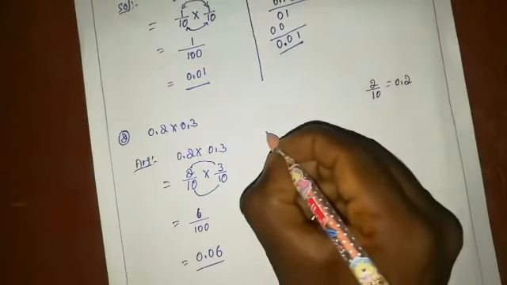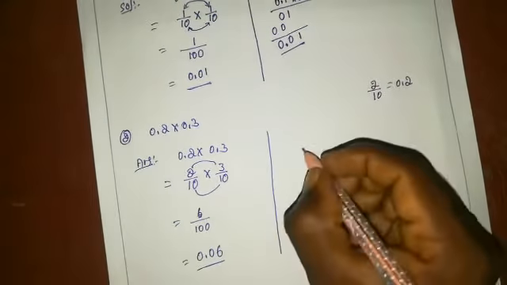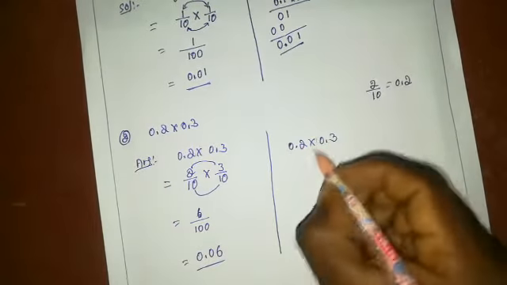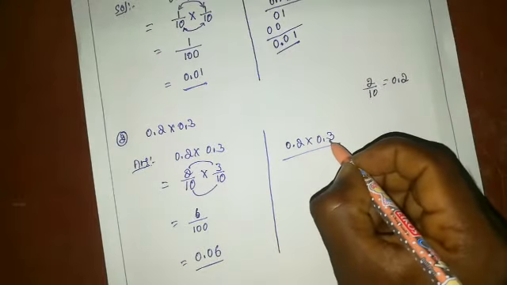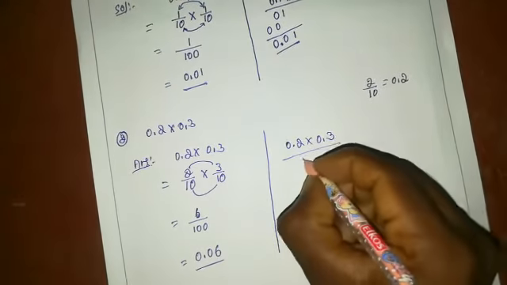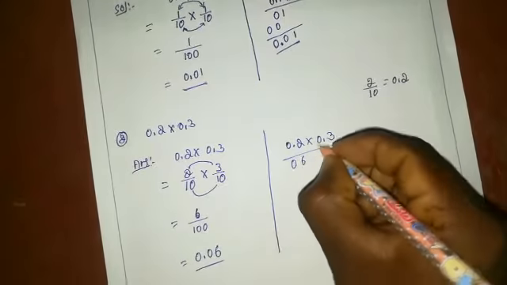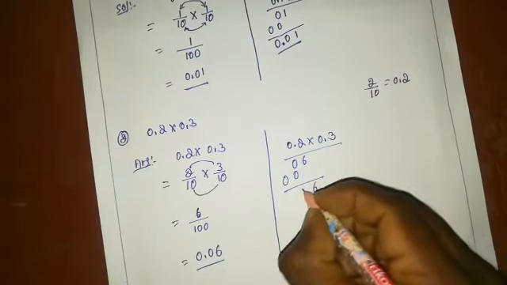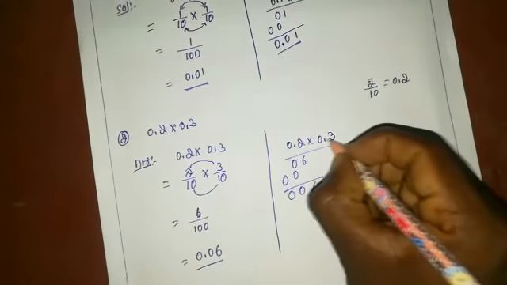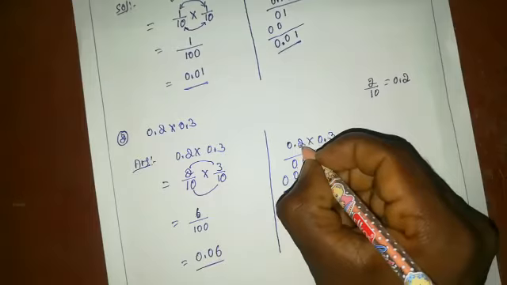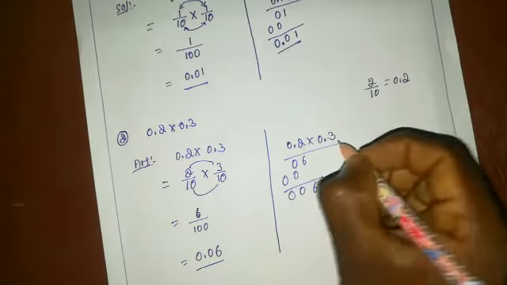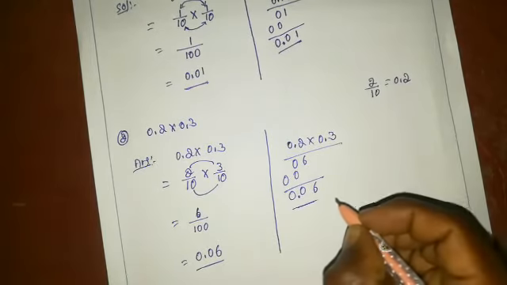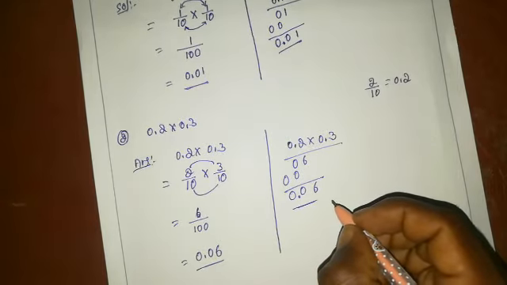Now we check with another method whether the answer is correct or wrong. 0.2 into 0.3. Now we have to multiply 0.2 by 0.3. 3 2s are 6. 3 into 0 is 0. Now 0 into 2 is 0, 0 into 0 is 0. So 600. Here we have one digit after the point, and here also one digit after the point, so we put the point after two digits from the right. 0.06. In both methods we get the same answer.